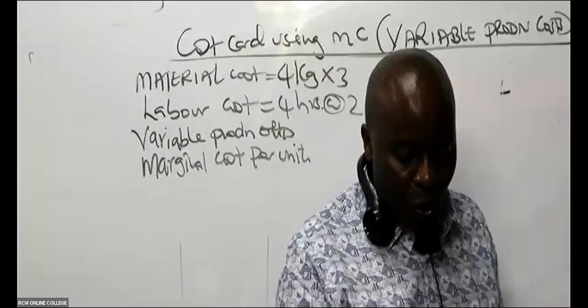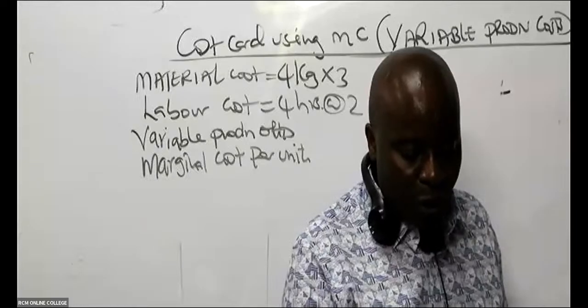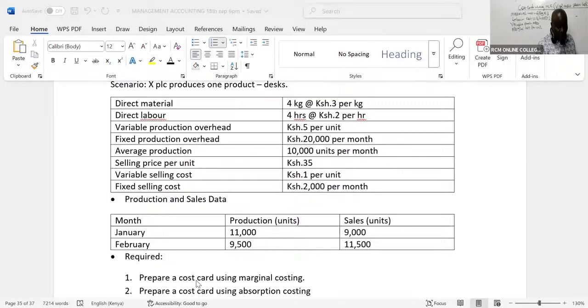So part 2 of this question, my good students, what do they want me to do? They want me now to prepare a cost card using absorption costing. Under absorption costing, you absorb everything, production. What we do about absorption costing, I shall copy everything that I have here, apart from this.